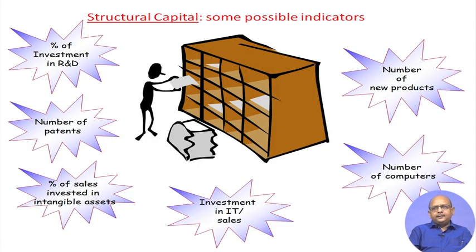If you look at some of the indicators, what are your investments in R&D activities, how many new products you have, what is the number of computers as a part of infrastructure, how much investment you make in information technology, what is the percent of sales that you have invested in intangible assets, how many patents you have. So, these are some of the possible indicators, it is not an exhaustive list, but that will give you an idea that these are a part of your structural capital, either in the form of infrastructure or in terms of structure, system, process or culture, or in terms of patents. So, all this forms your structural capital, right.